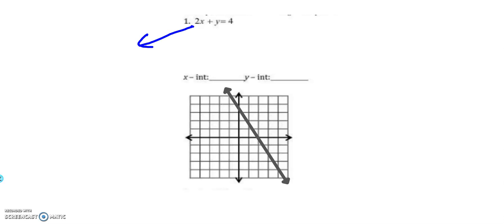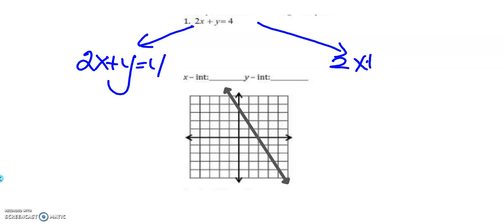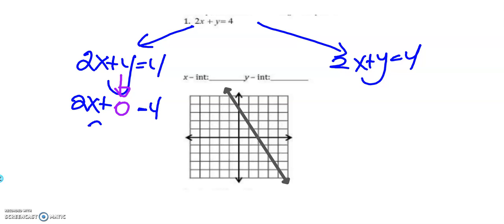The first thing I like to do is write my equation twice because you're going to be using it twice. So I have 2x plus y is equal to 4, and 2x plus y is equal to 4. We're going to start by finding the x-intercept. So everywhere that we see y, we're going to use 0 instead. I have 2x plus 0 is equal to 4. Well, any number plus 0 is itself. 2x is equal to 4. I see multiplication. I do division. What I do on the left, I do on the right. And x is equal to 2.